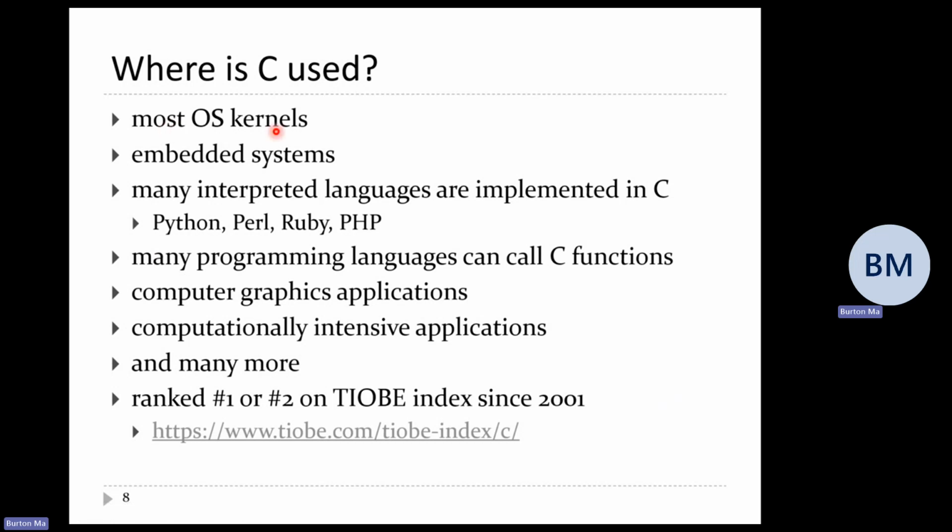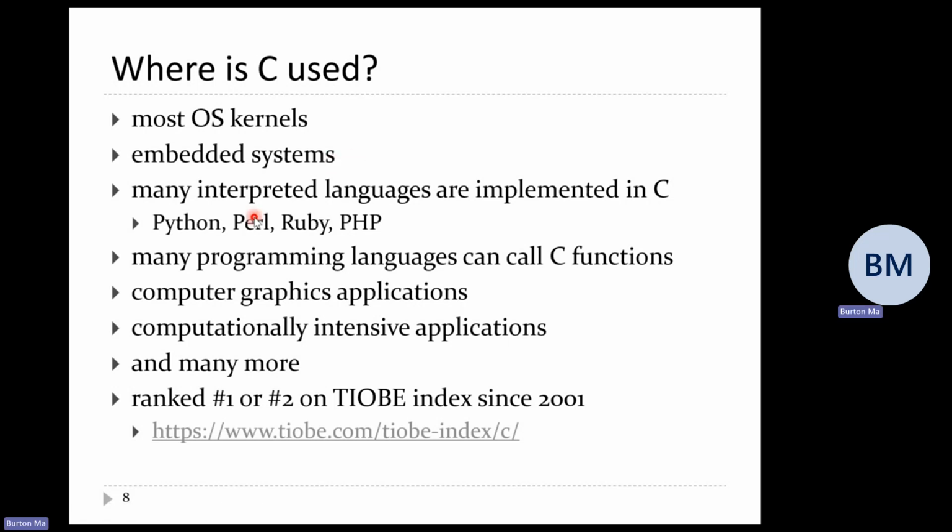Right, almost every operating system that you use, so Linux is all C plus a little bit of other stuff. Windows is mostly C with C++ and assembly. So embedded systems, so these are your small computers that don't necessarily have a screen and a keyboard. So they're the computers that show up in little devices. Most of these are programmed in C.